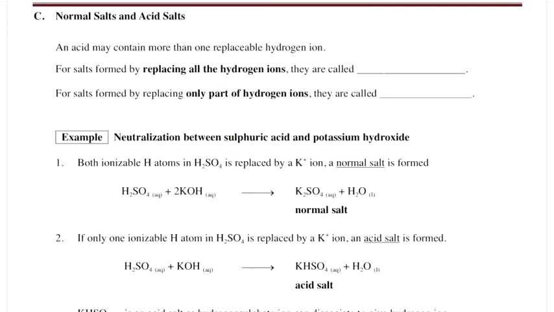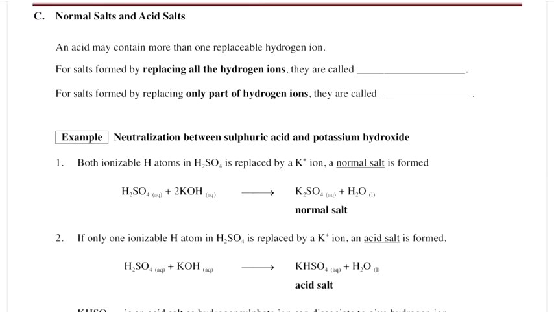The last part of this video, we are going to talk about different types of salts. So we have normal salts and acid salts. So what do these two terms mean? Remember, we have learned the basicity of acid before.